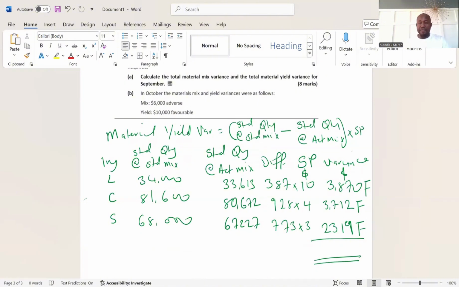So we just add everything together: 2,319 plus 3,712 plus 3,870. This will give me 9,901 favorable. This is my total yield variance.